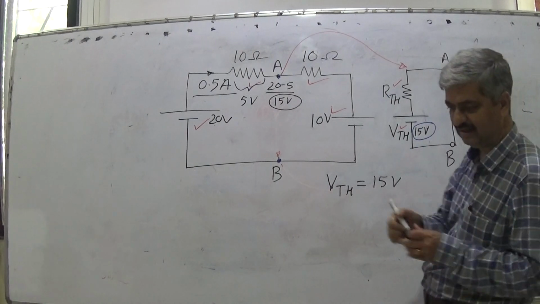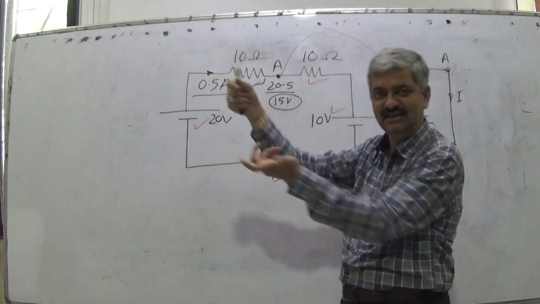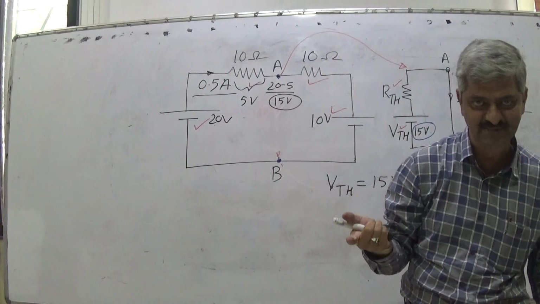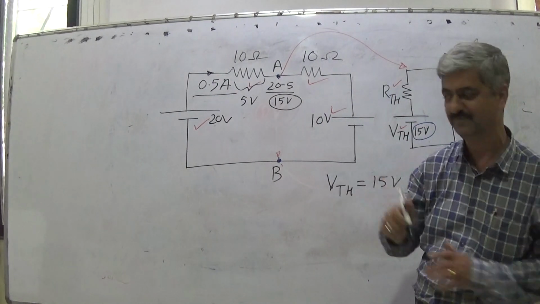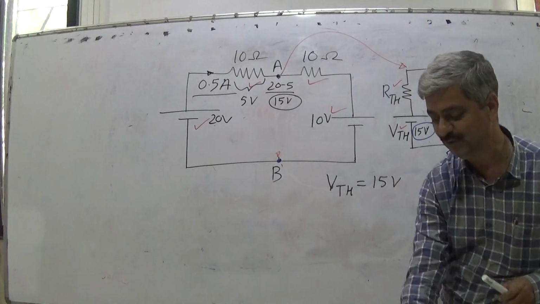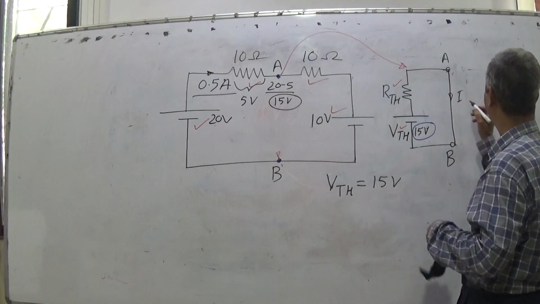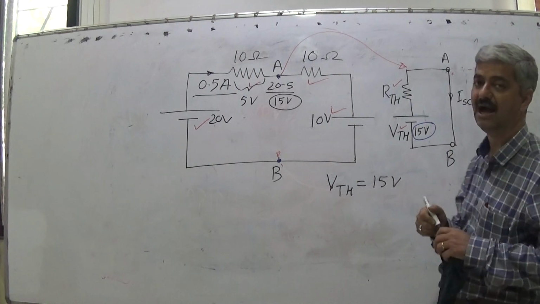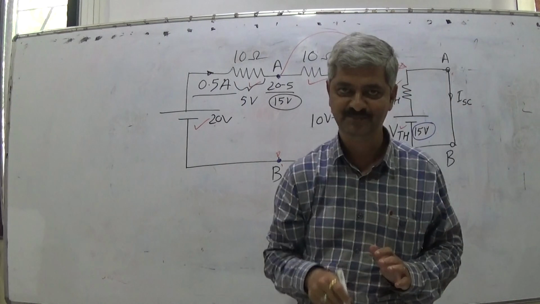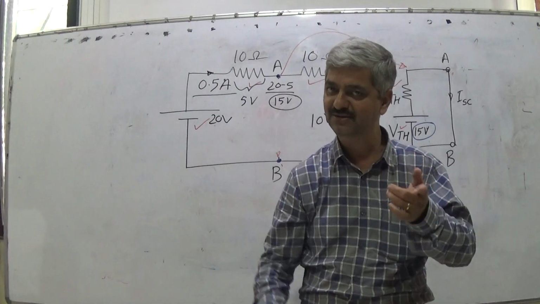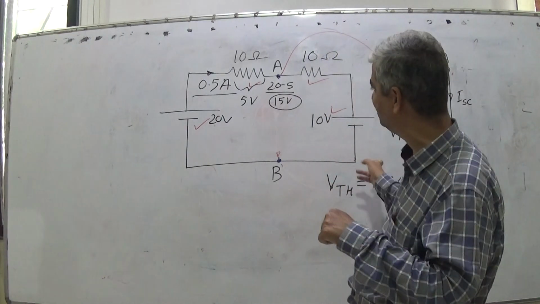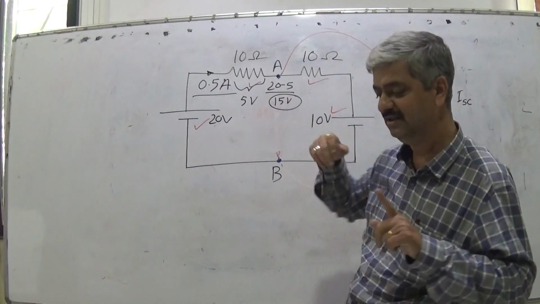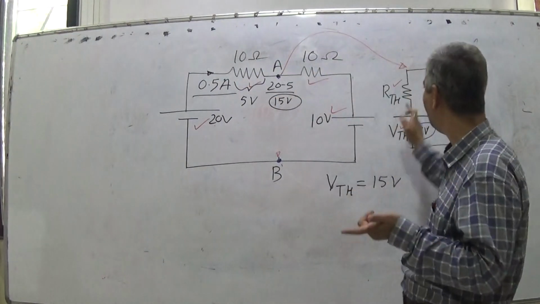So connecting an ammeter directly is making a short and measuring the current. The ammeter has negligible series resistance, so it is effectively a short. That current would be I short circuit, right? Now what are you doing? While finding VTH, we connected a voltmeter here and measured this voltage. Now we want to find RTH.